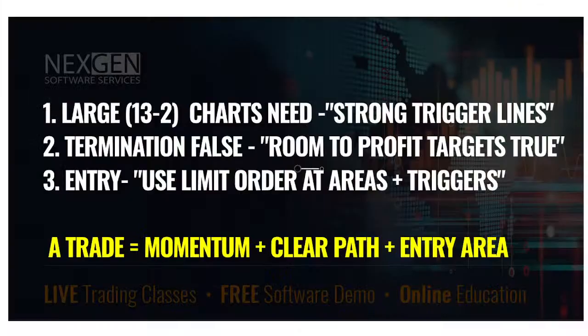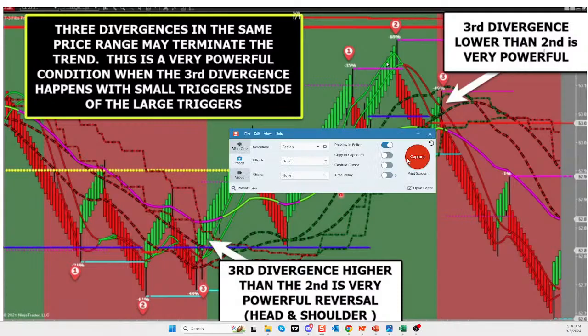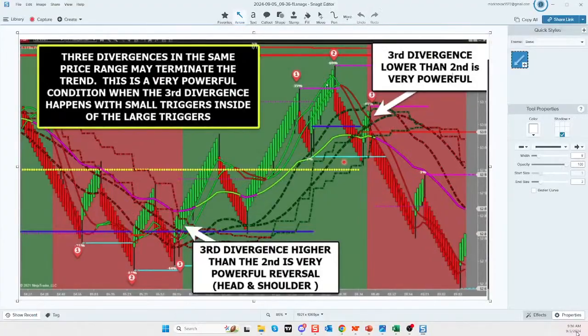There is one termination condition, only one, that when I have the rules met on the large chart, that I will consider rule number 2 not met. And that's 3 divergences in the same price range. And 3 divergences means 3 losses of momentum. That's all it is. Divergence is a loss of momentum.